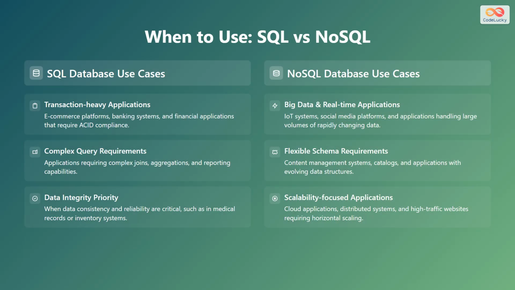Let's discuss use cases for SQL and NoSQL databases. SQL databases are well suited for transaction-heavy applications like e-commerce platforms and banking systems. Also, they are useful when there are complex query requirements. They are also used when data integrity is a priority. NoSQL databases excel in big data and real-time applications such as IoT systems and social media platforms. They are also used for applications where a flexible schema is important.